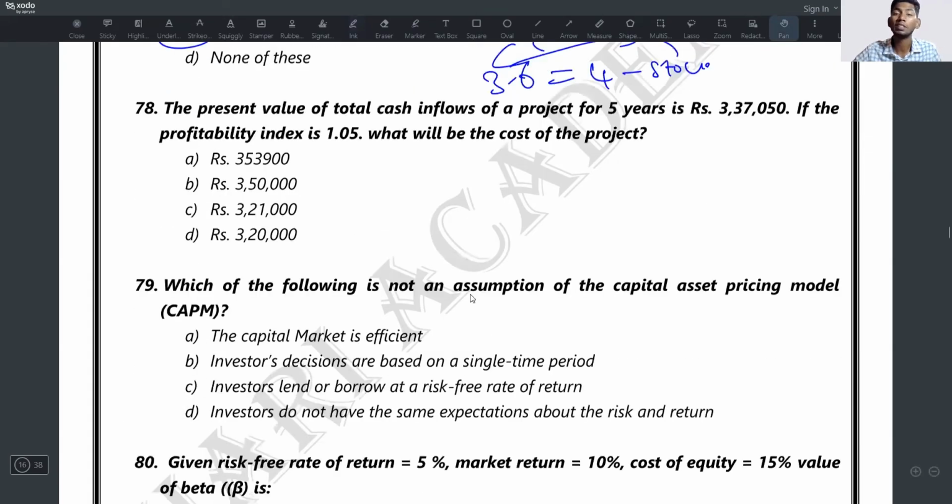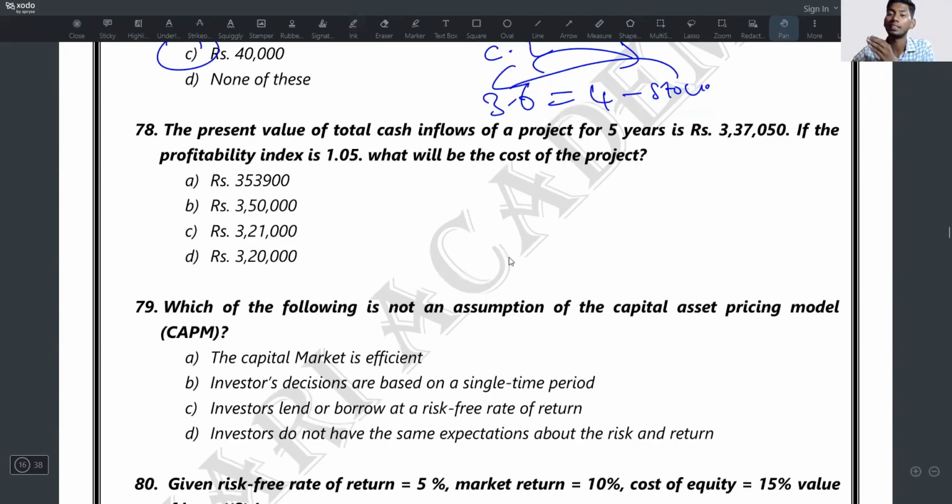So moving to the question number 78. The present value of total cash inflows of a project for 5 years is rupees 3,37,050.